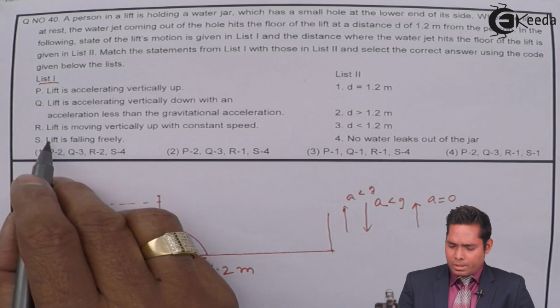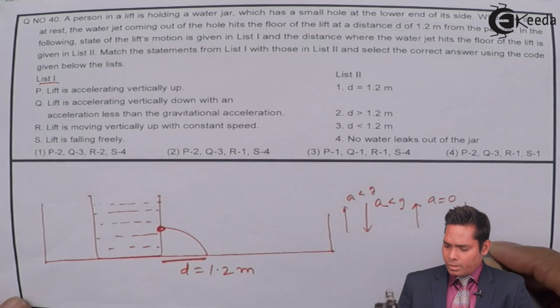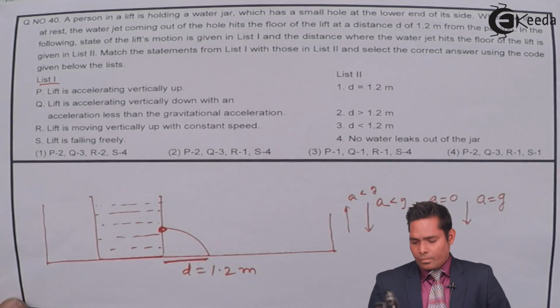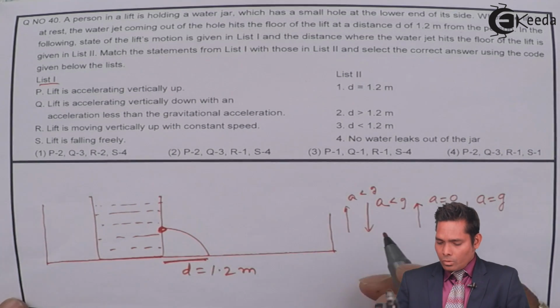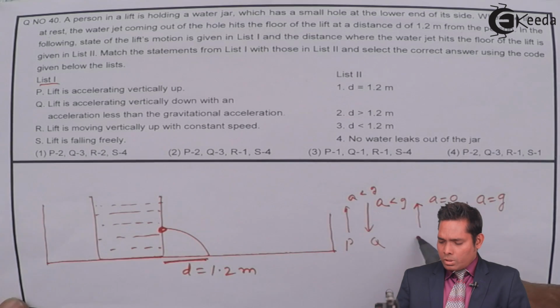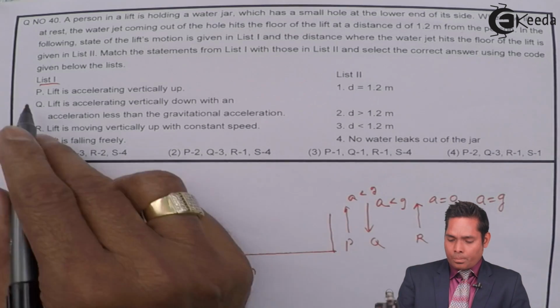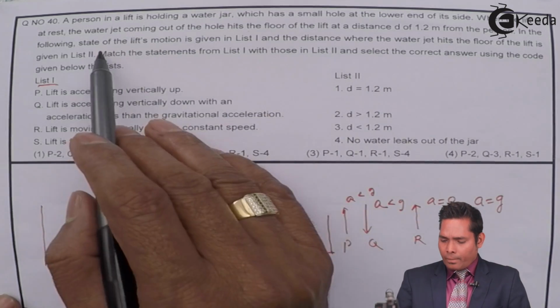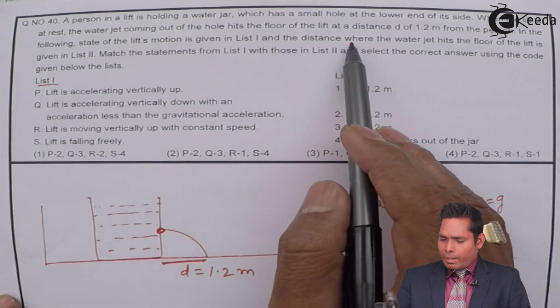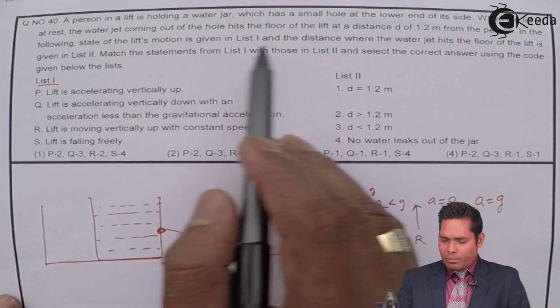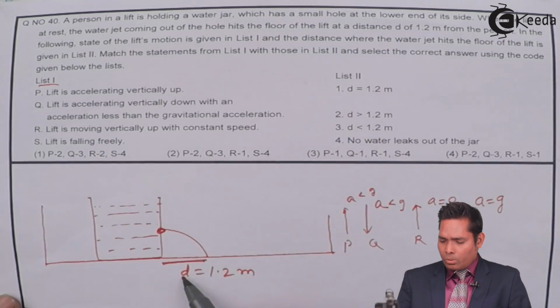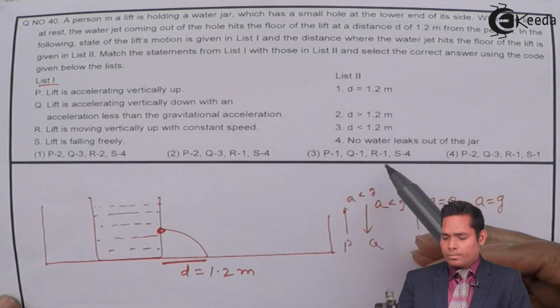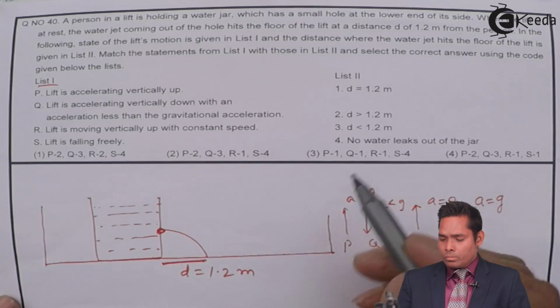And the fourth one, the lift is falling freely, a equals g vertically downward. This is P, this is Q, this is R, this is S. These are the four possible options, and we'll match what will happen. The distance where the water jet hits the floor is given in the list, 1.2 meter as given in the motion. Which one will match with whom, that we have to find out.